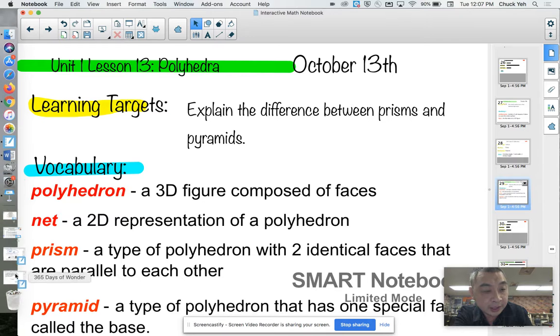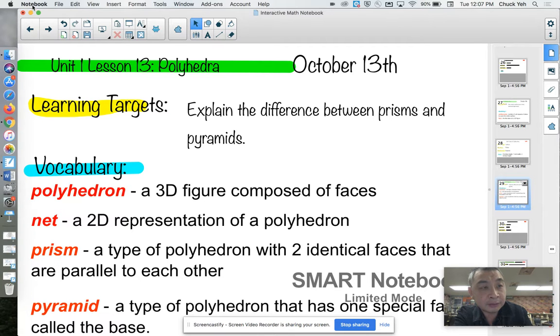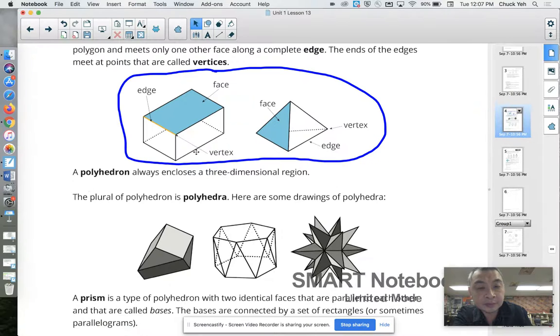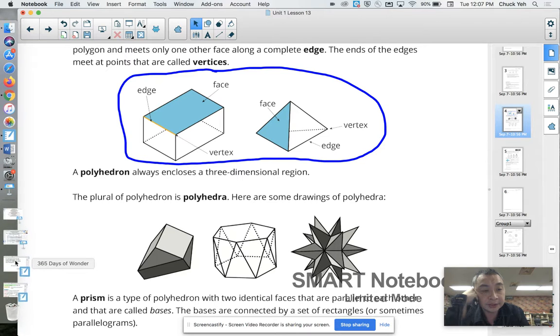And then also I wanted you to draw this. So draw this rectangular prism and this triangular prism. And then also write down edge, the face, and the vertex, and have the arrows or something nearby. All right, so you can pause and then draw that.